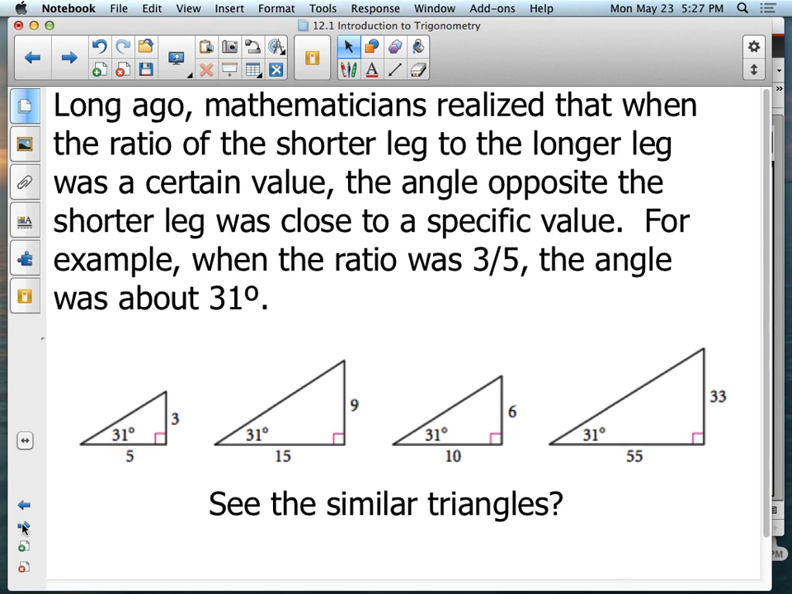So as you can see in these different similar triangles, I have a 3 to 5 side length ratio. And because the triangles are similar by SAS similarity with the right angle, then all those 31-degree angles have to have the same measure. So anytime we see a 31-degree angle, we know that the side ratios are in a 3 to 5 ratio.